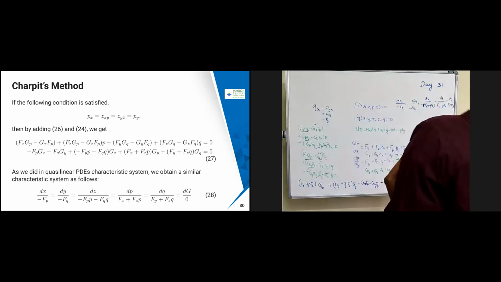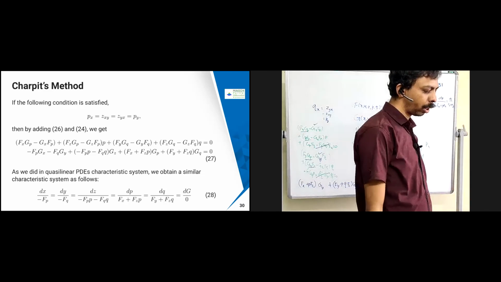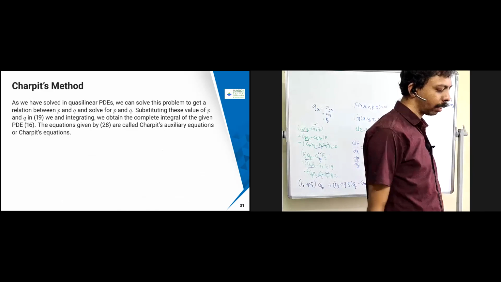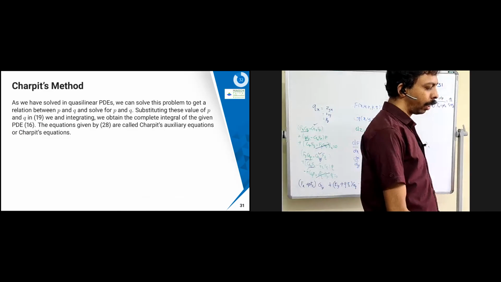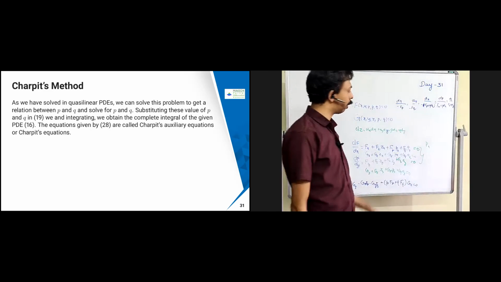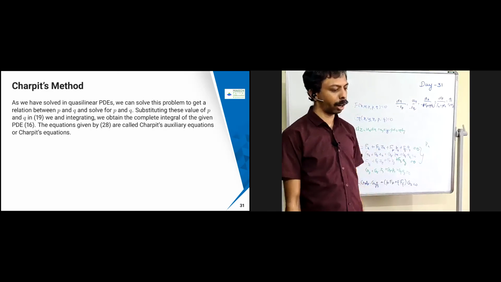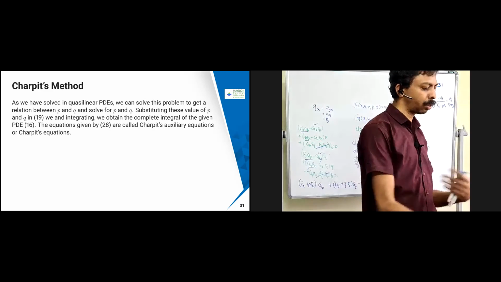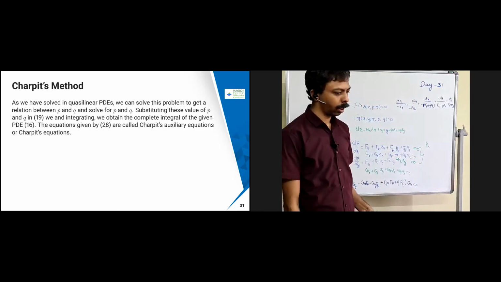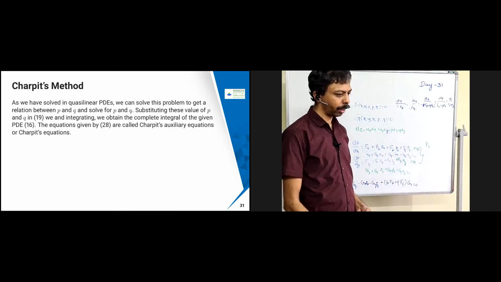So you can just substitute, do addition, relation, etc. These equations are called Charpit's auxiliary equations. Whatever equation I have given, this is called Charpit's auxiliary equation. You can do the manipulations of all the things whatever you did in the quasi-linear PDE.